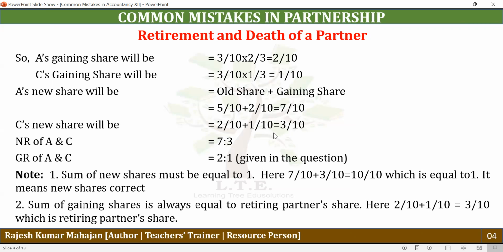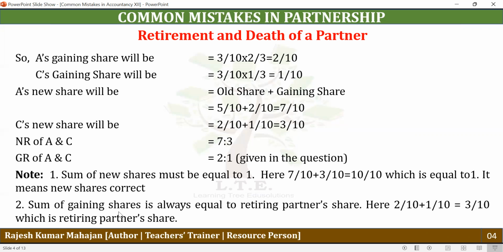When you find out new shares, whether it's for admission or retirement or death, the sum of new shares must be equal to 1. So if you check it, 7/10 plus 3/10 is 10/10, which means it is 1. It means the shares you have calculated are correct.